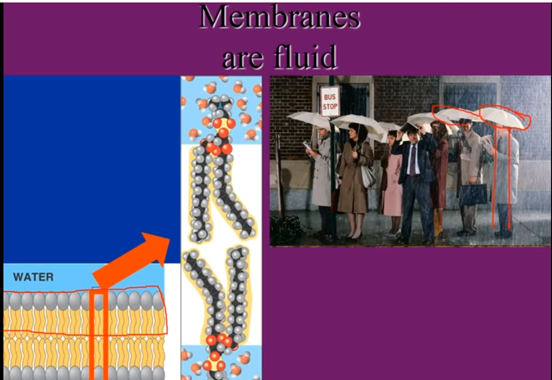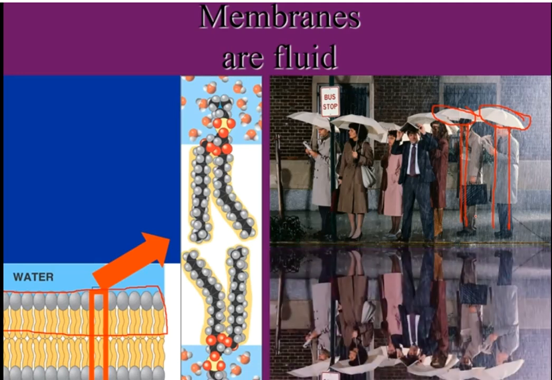So this is our phospholipid: the hydrophilic head, which loves water, and the two hydrophobic tails. But if we really wanted to make a plasma membrane out of them, we would need another layer of humans waiting for the bus underneath. Or maybe it's just the reflection in the water.